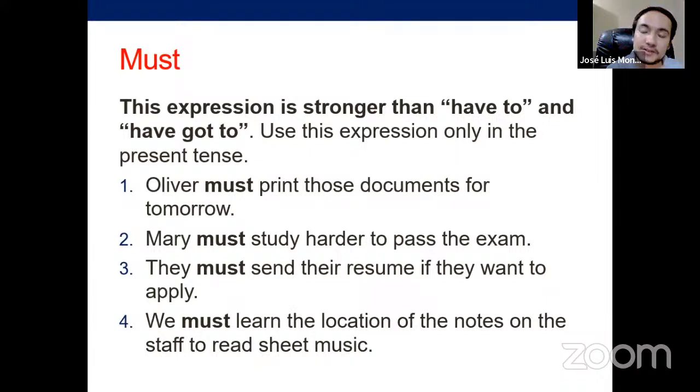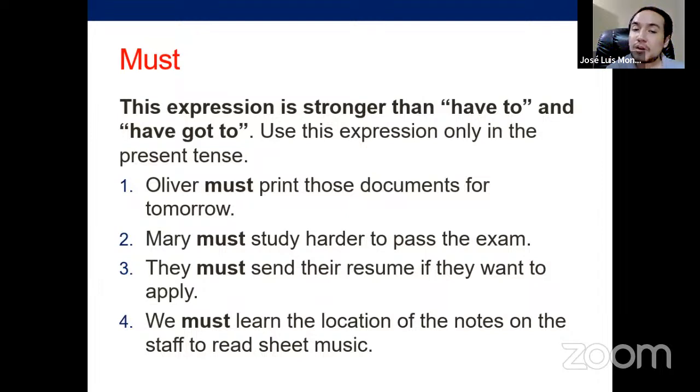Now, this is the strongest of them all. Of course, it's stronger than have to, and it's stronger than have got to. Use this expression only in the present tense. Oliver must print those documents. Mary must study harder. They must send their resume. We must learn the location of the notes, and so on and so forth. So must is a modal, and it's a very strong modal to use with obligation, with something that has to be done, that must be done. A very strong necessity.